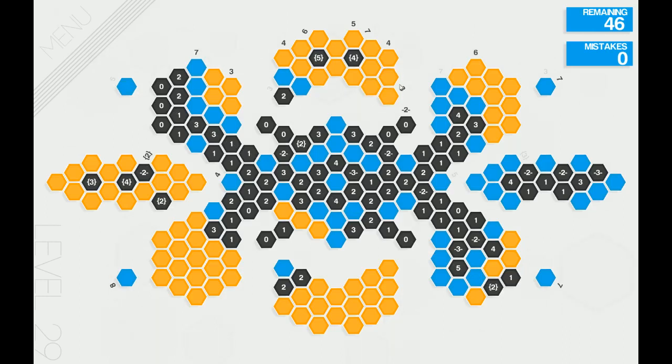Alright, so towards the center, if we look at this row of 3, we already have our 3 there, so we can eliminate this one here. Go ahead and deselect that. And this dash 2 down here, we already solved for that, so we'll deselect that one as well.